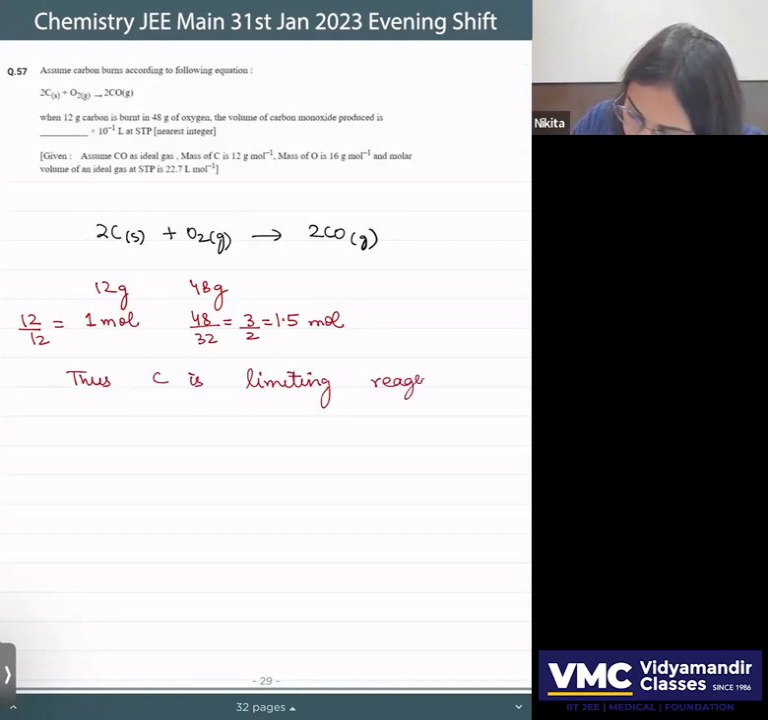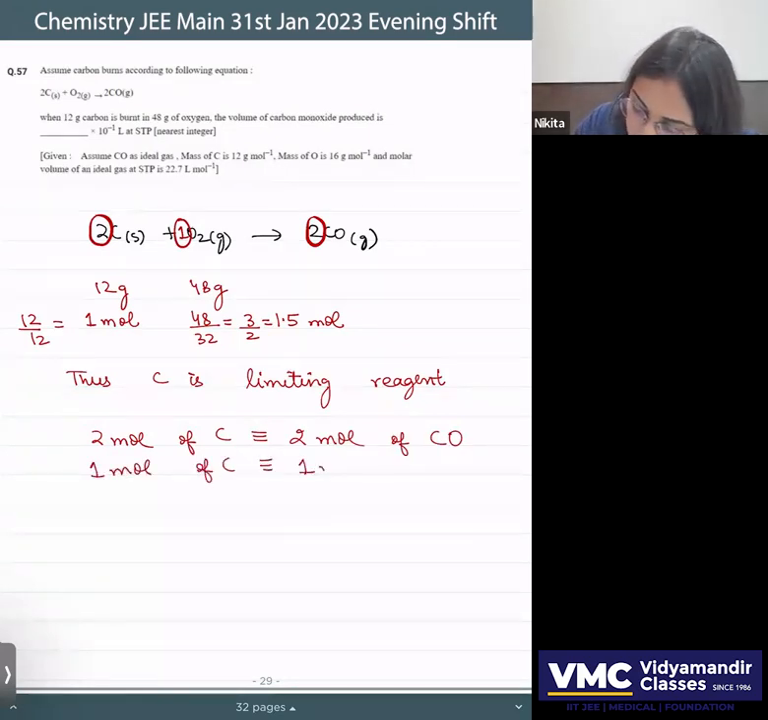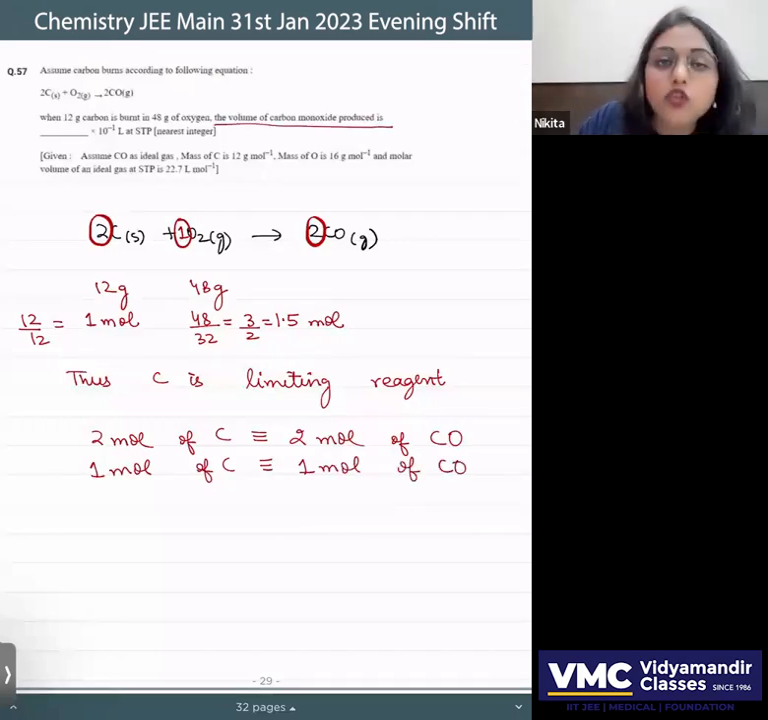Correct? Now, 2 moles of carbon is reacting with 1 mole of oxygen to give 2 mole of CO. Correct? So 2 mole of carbon is forming 2 mole of CO, carbon monoxide. We have 1 mole of carbon. So how much CO is obtained? 1 mole. We were asked the volume of carbon monoxide produced.